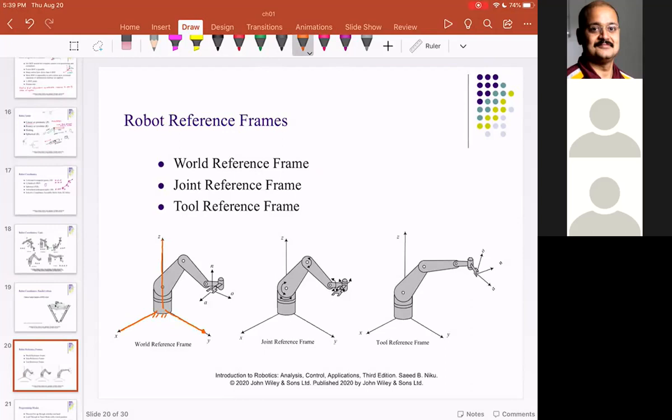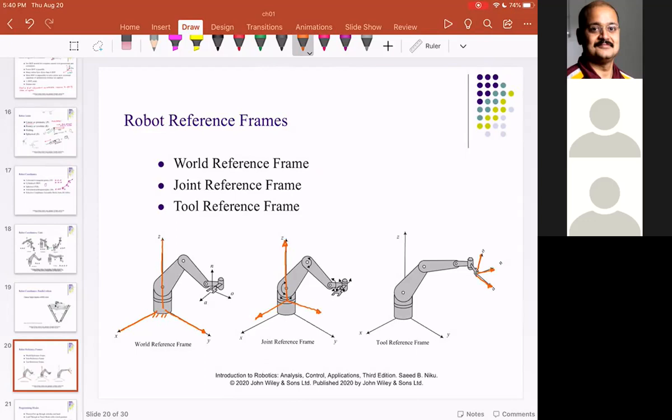Then you have something called the joint reference frame. This reference frame is not fixed, but this frame is fixed to that particular joint, and that is shown in the figure. Then you could have a tool reference frame, wherein the reference frame is attached to the end effector. And as we talk about the homogeneous transformations in the next few lessons, we'll see where these different frames are attached and what the applications of those frames are.